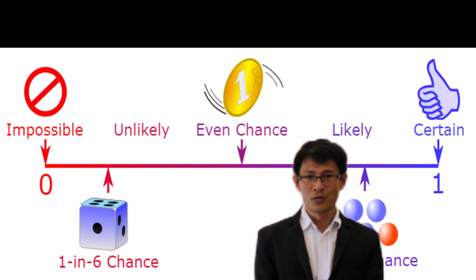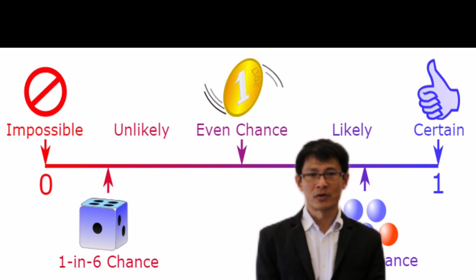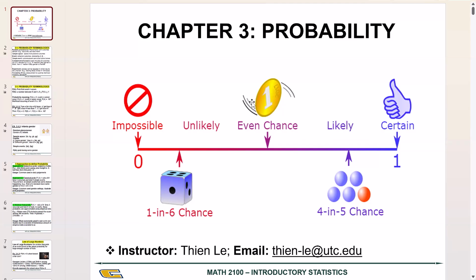In this chapter, we build the tools to calculate and understand these chances, starting with very simple ideas like coin flip or dice, and then moving toward real-life applications. So let's hop on. Now let us discuss the definition of probability in a more official way, and we learn the basic rule to calculate probability.